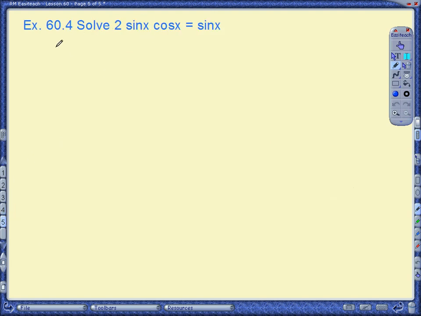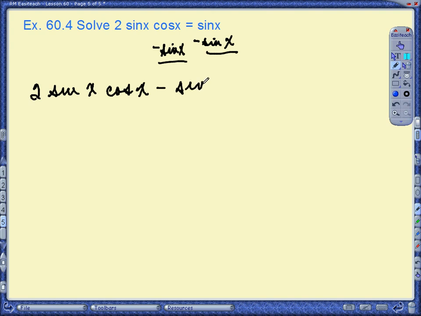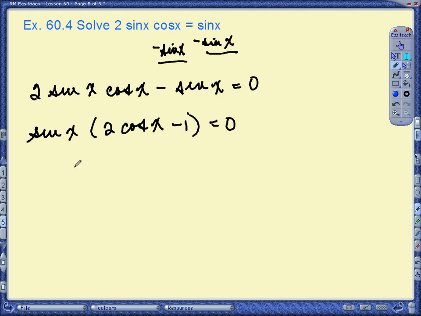And in this problem, again, like the last one, we have to subtract this sine x. We have to bring it over to the other side, so we have everything on one side. And again, we have a common factor when we do this. So it is a factorable trig equation. Sine x is in both terms. We take that out. It's the common factor. We have 2 cosine x minus 1 then equals 0. We set each factor equal to 0.